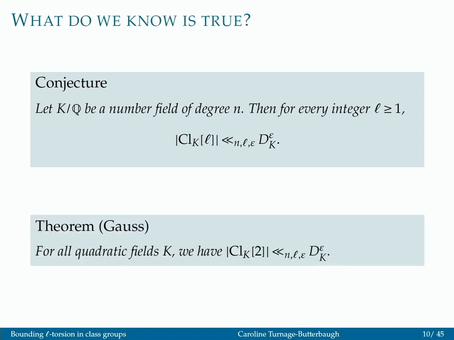Okay, so Gauss took care of the case where K is a quadratic number field and L is equal to 2, and proved exactly what we hope to be true, that the size of this 2-torsion subgroup for a quadratic field is D_K to the epsilon.